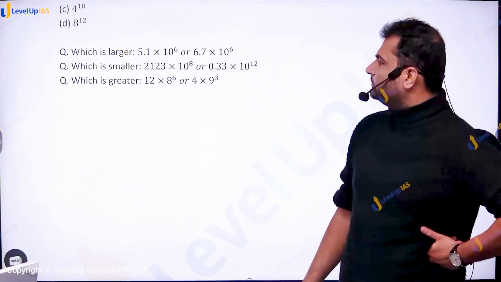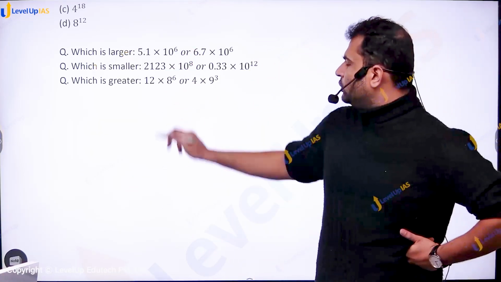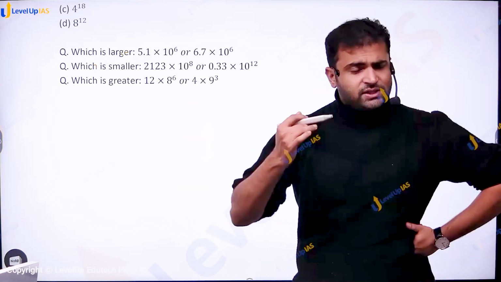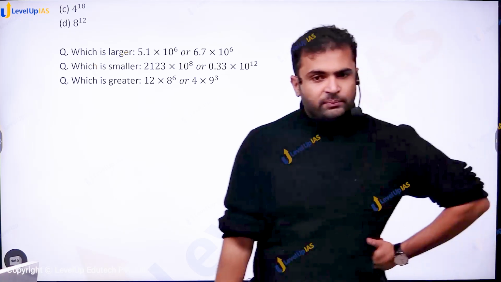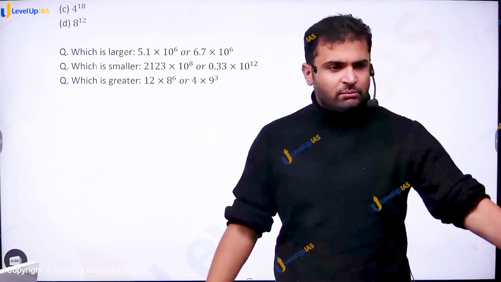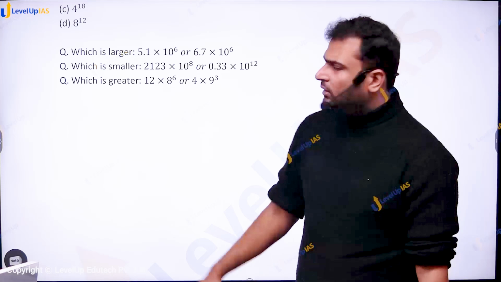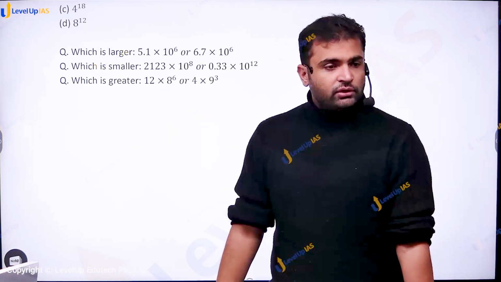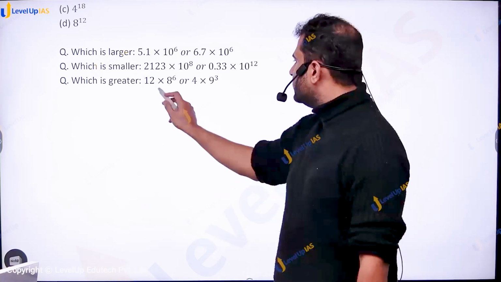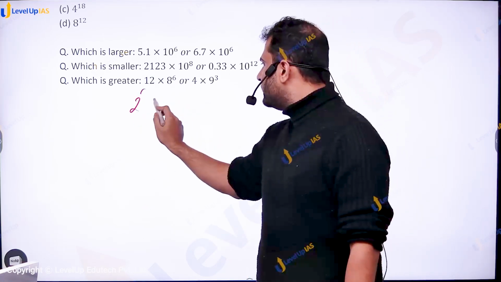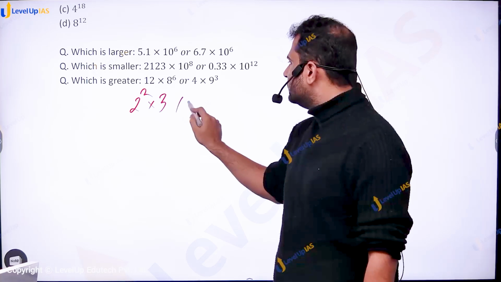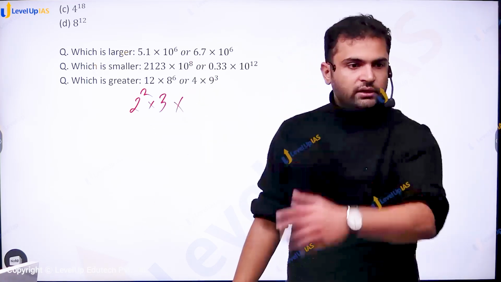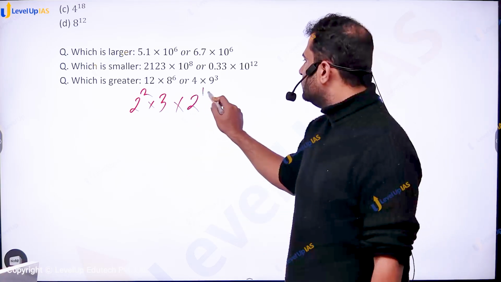Last, 12 into 8 raised to 6. Firstly, whenever you get factors of 2 and 3, let us first reduce them. In fact, powers of 2 and 3. Let us not deal with 8, 4, 9 separately. Let us deal with only 2 and 3. So doing that, you can write 12 as 3 into 4, 2 square. So it would be nothing but 2 square into 3, and 8 to the power 6 is 2 raised to 18.